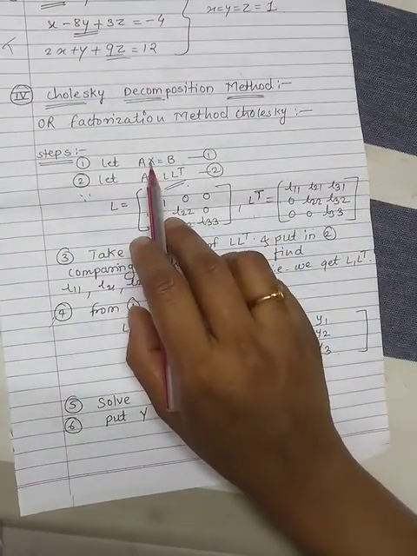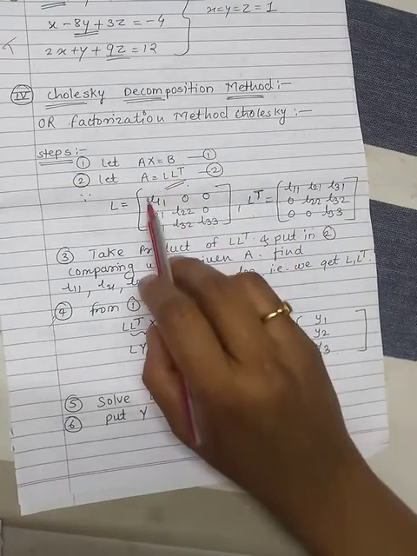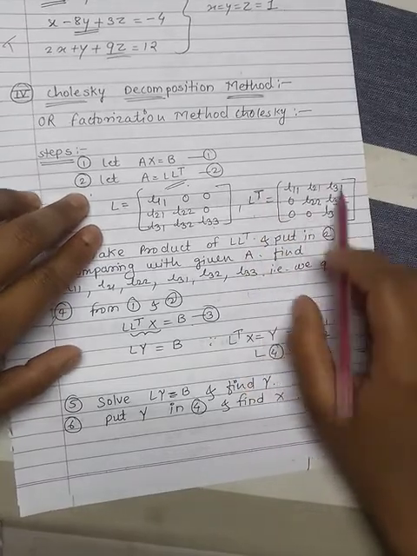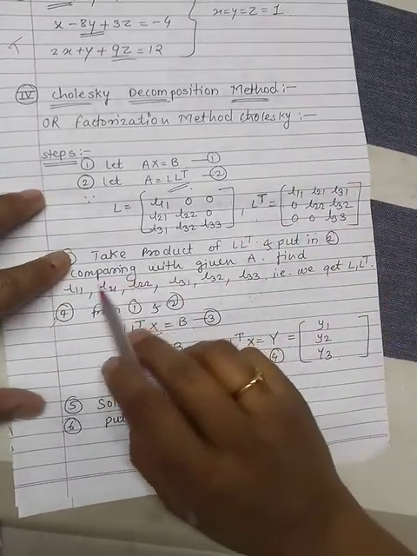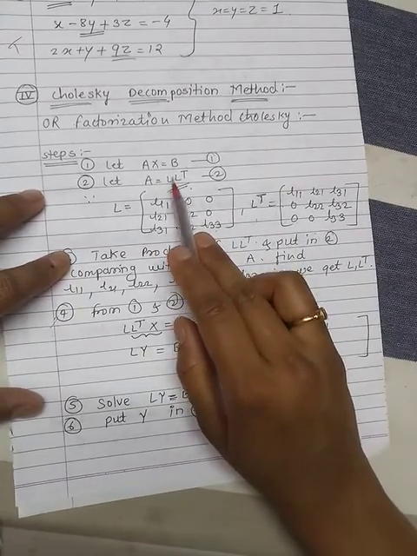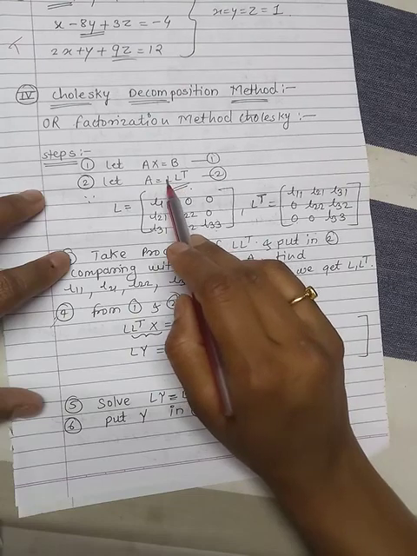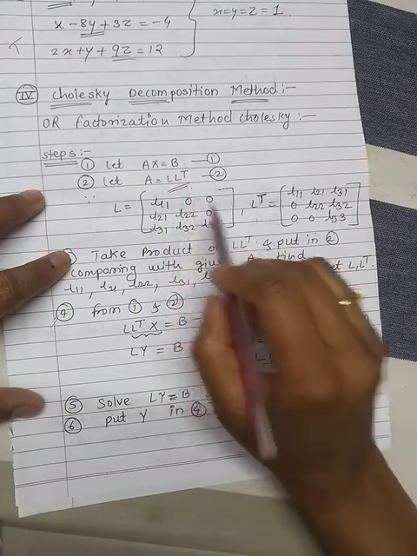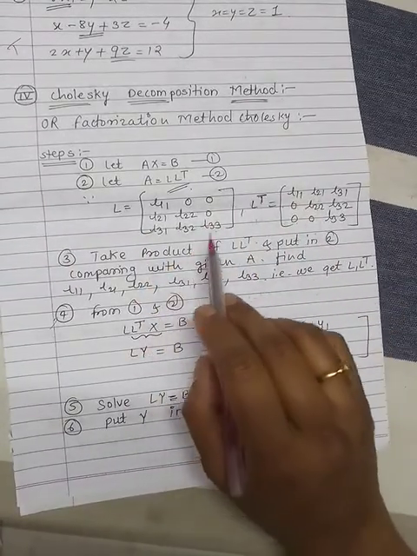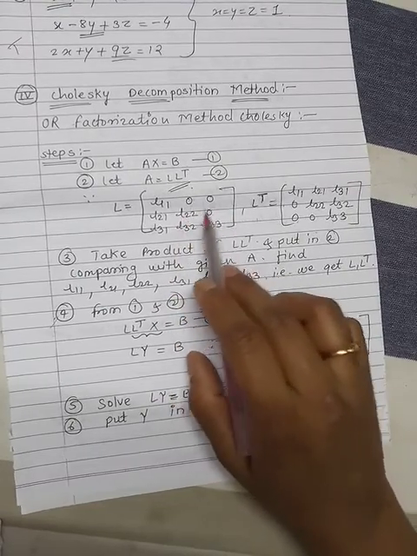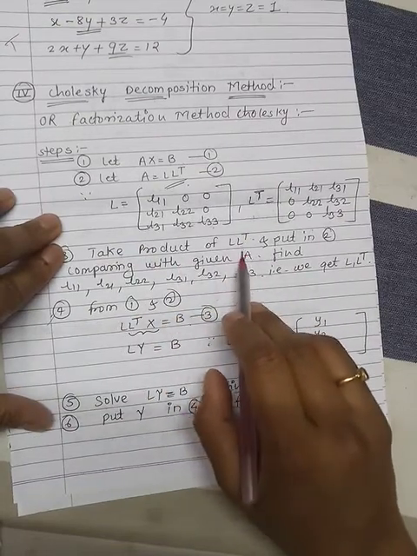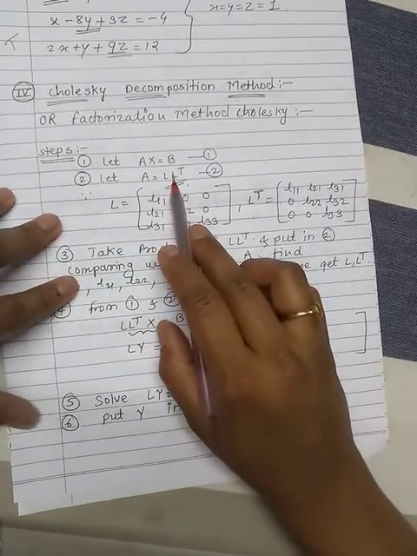So first consider the matrix form Ax equal to b. This is your first equation. Then consider A equal to L L transpose, where L is this matrix and L transpose is this matrix. Put these two matrices in the second equation. As you can see, there is a multiplication of two matrices, L and L transpose, so you have to take the product of L and L transpose and put it in equation 2.